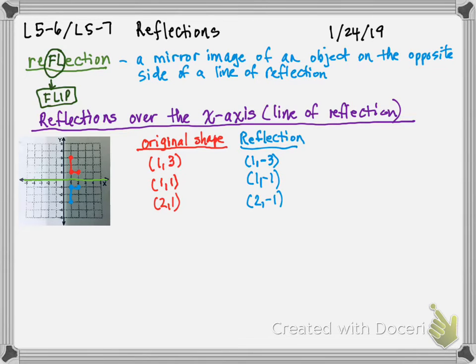So what I want to do is look at a relationship between what I started with and what I ended with, and we're going to make some observations. This is going to help me do my reflection. Okay, so what are some things we observe? Well, look at your x's. 1 to 1, 1 to 1, 2 to 2. So the x-coordinates stay the same. So when I'm reflecting over the x-axis, the x's don't change. X-coordinates remain the same.